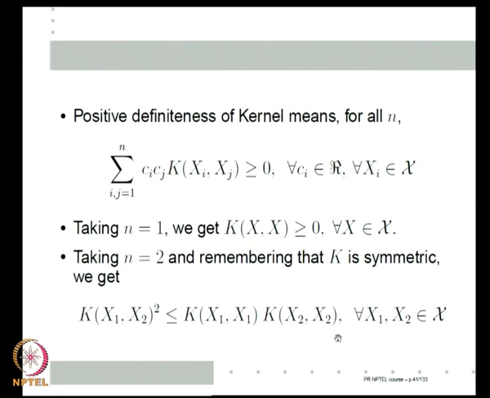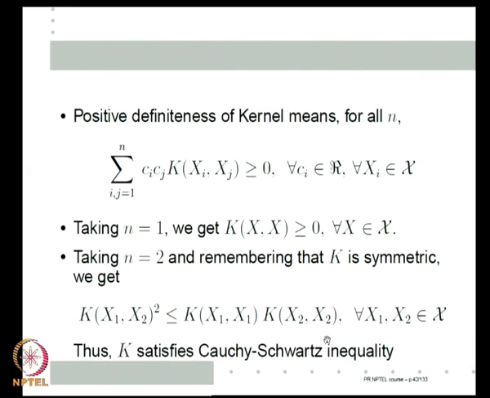I hope all of you recognize the structure of this inequality. This is nothing but the Cauchy-Schwarz inequality, because we think of k as an inner product. If k was indeed an inner product, obviously (phi(x1) transpose phi(x2)) whole square is less than or equal to phi(x1) transpose phi(x1) into phi(x2) transpose phi(x2). But we have not yet shown that k is actually an inner product. We just defined a symmetric function to be a positive definite kernel if it satisfies this. But it satisfying this means that this kind of Cauchy-Schwarz inequality is satisfied by the kernel.